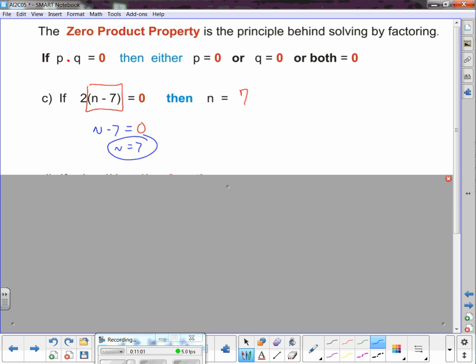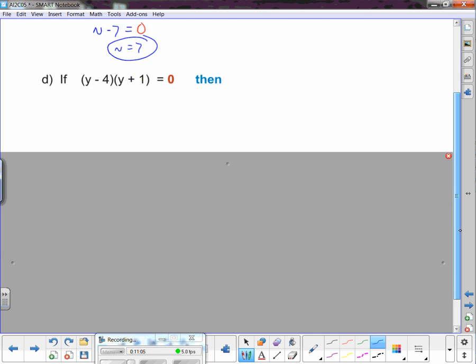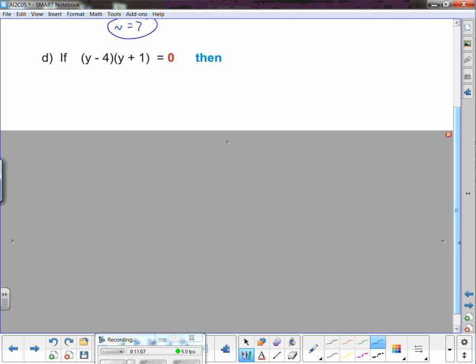Again, I'm hoping you're going to ask questions as we go along if you're not sure what in the world's happening, because you need to. All right, second scenario. What if we have the situation in D, where you've got the quantity y minus 4 times quantity y plus 1 equals 0? What now can you conclude? Don't say anything out loud on this one. What are your conclusions here? What must be the value of y? Somebody raise your hand and give me the value of y.